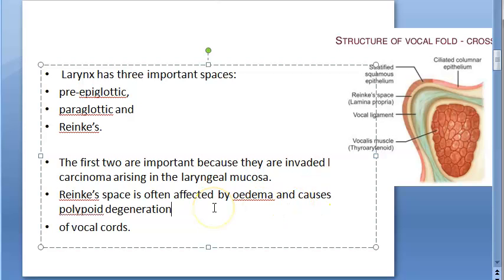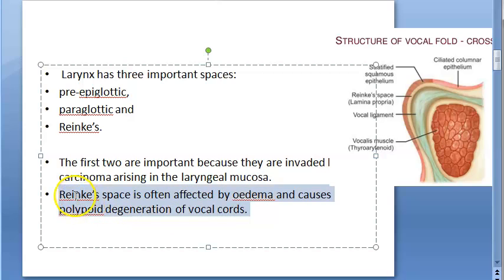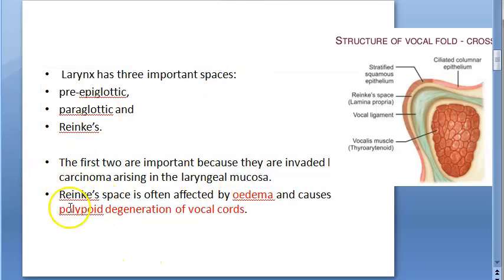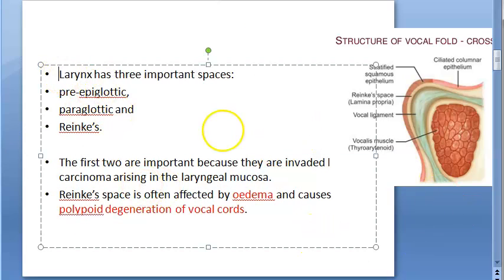It is affected by edema. It causes polypoid degeneration of vocal cords. So what is this Reinke's space affected by? Edema. And that will lead to polypoid degeneration of vocal cords. So in the larynx, we are in the topic larynx. There are so many spaces, but we are concerned with the Reinke's space.